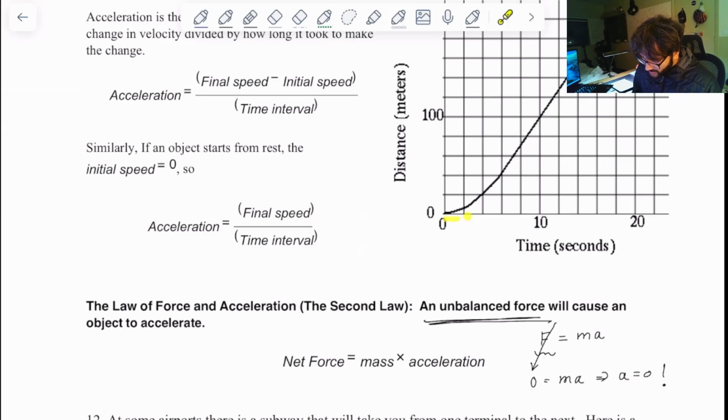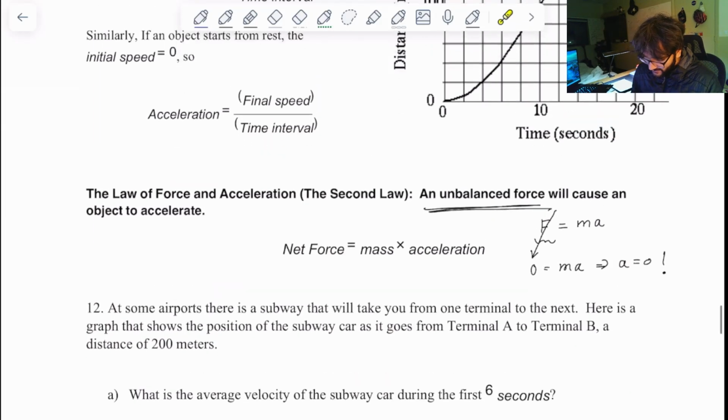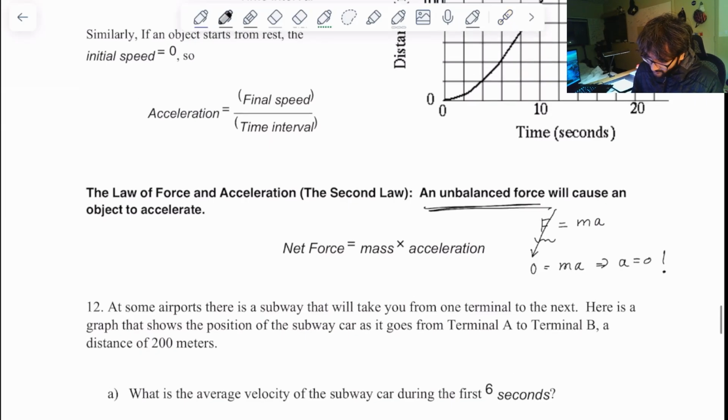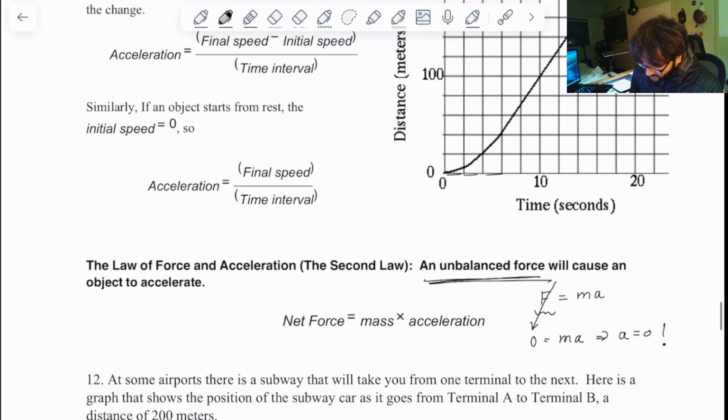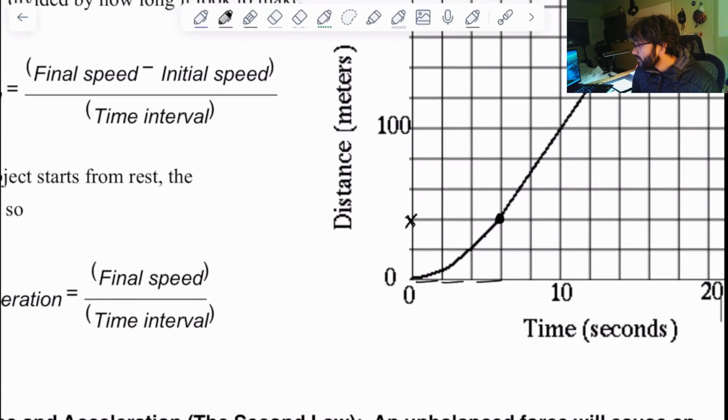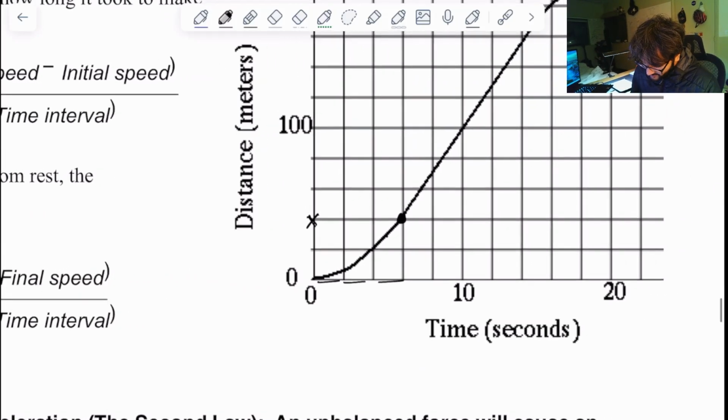So this is 1, 2, 3, 4, 5. That means 5 boxes correspond to 10 seconds, so each box is 2 seconds. I'm talking about the first 6 seconds, so I'm just going to see how much distance was covered in the first 6 seconds. That's 2, 4, 6, and the distance covered was this much, which corresponds to this right here. First 6 seconds. So this is the distance covered.